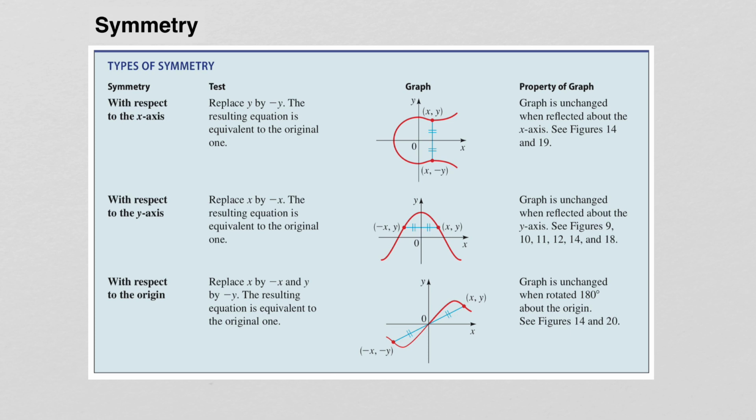Y-axis symmetry is very similar. To have symmetry across the y-axis, that means you have a mirror image here. And for that to happen, you have to have the same y value, but opposite x values.